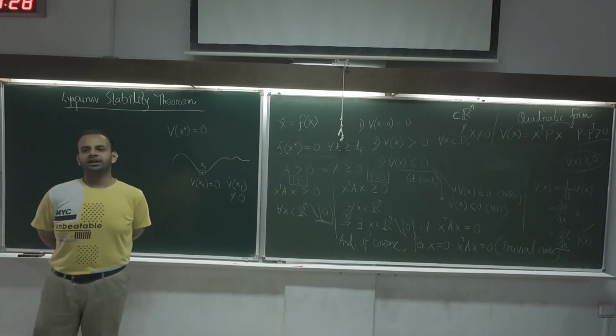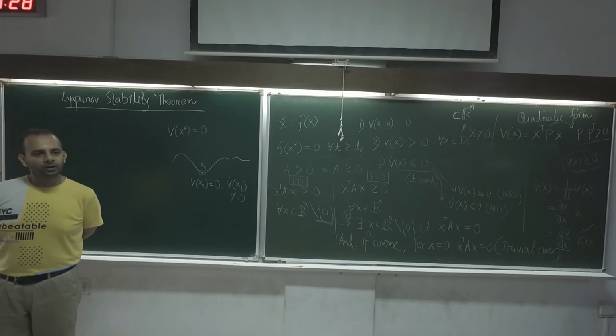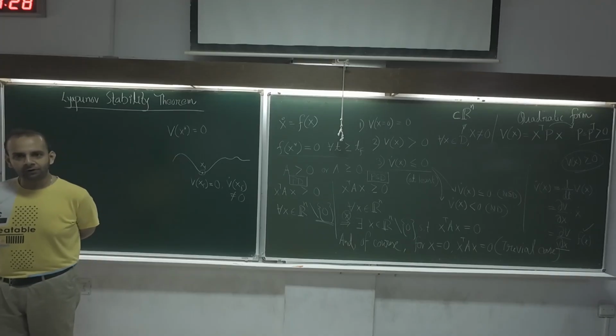Same thing related to the energy concept only. Now earlier we discussed the energy content V of x. Now V dot means rate of change of energy.